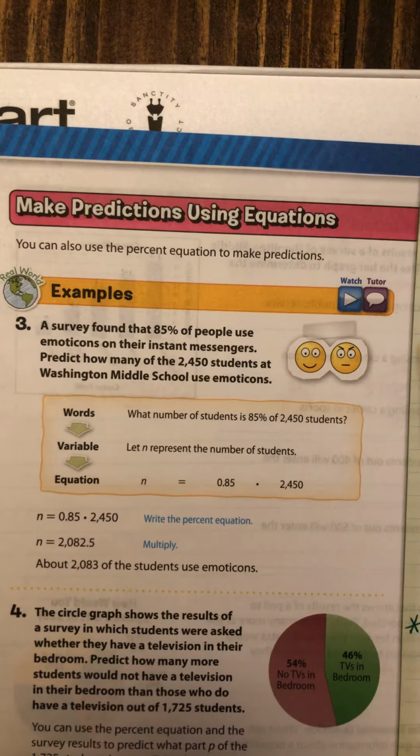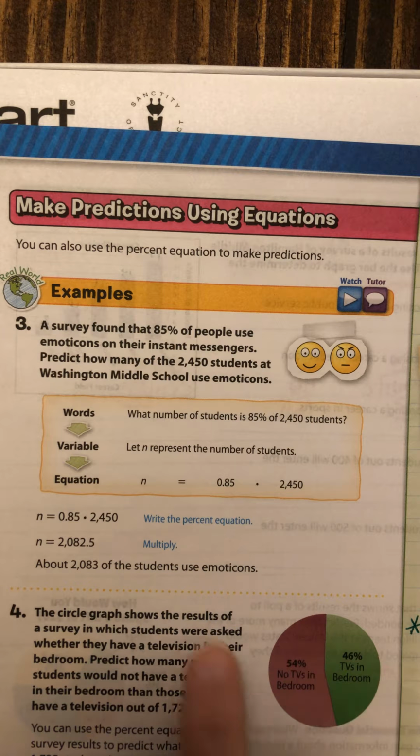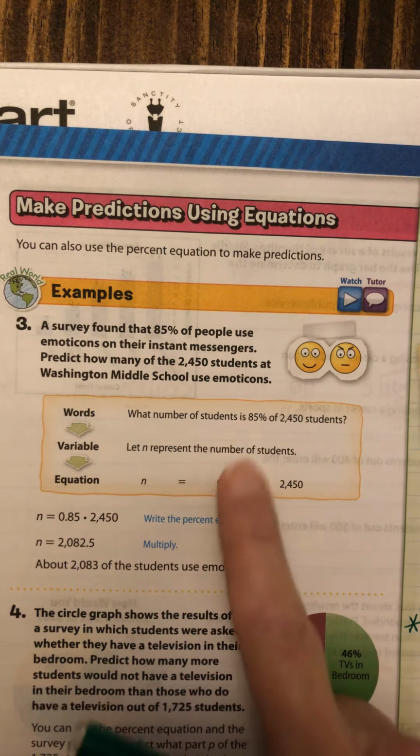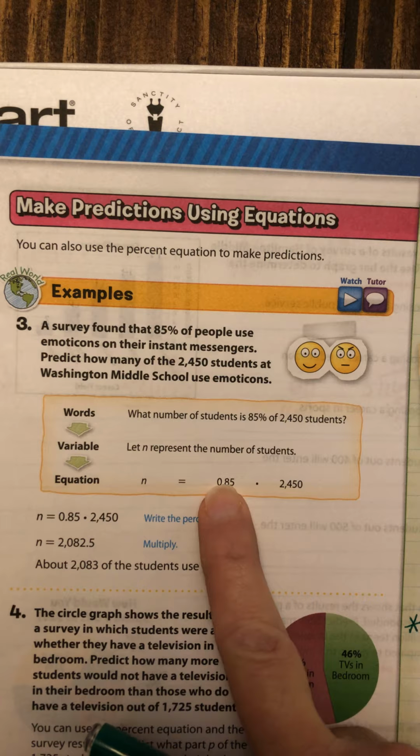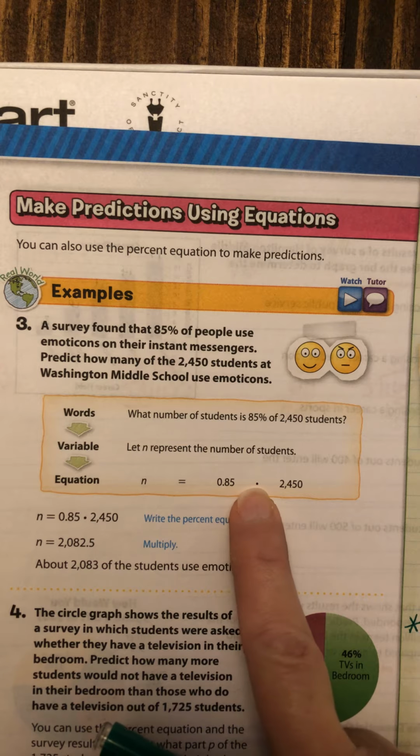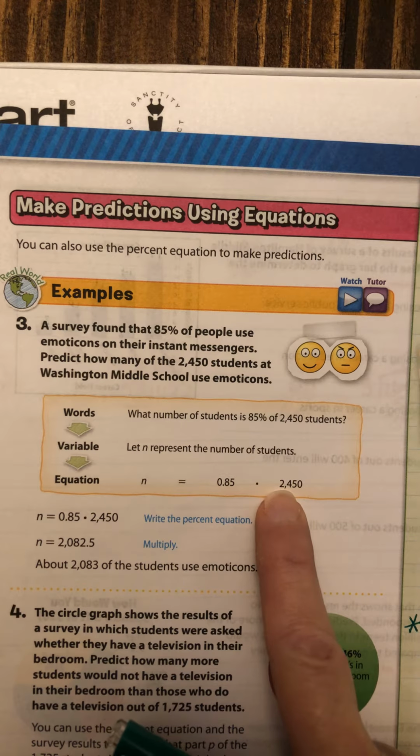Okay, making predictions using equations. Guys, this is just the percent equation. Percent of a number, of means multiply. So you take your percent, make it into a decimal, multiply by the total.